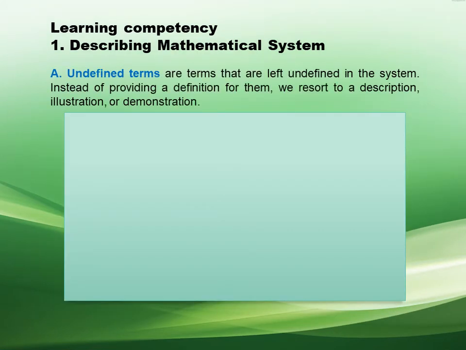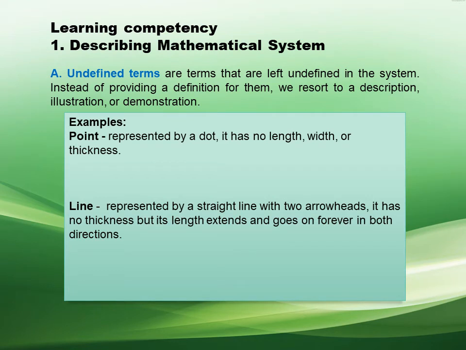So let us now define undefined terms. These are terms that are left undefined in the system. Instead of providing a definition for them, we resort to description, illustration, or demonstration. Examples. Point. It is represented by a dot. It has no length, width, or thickness. That is an example of a point.